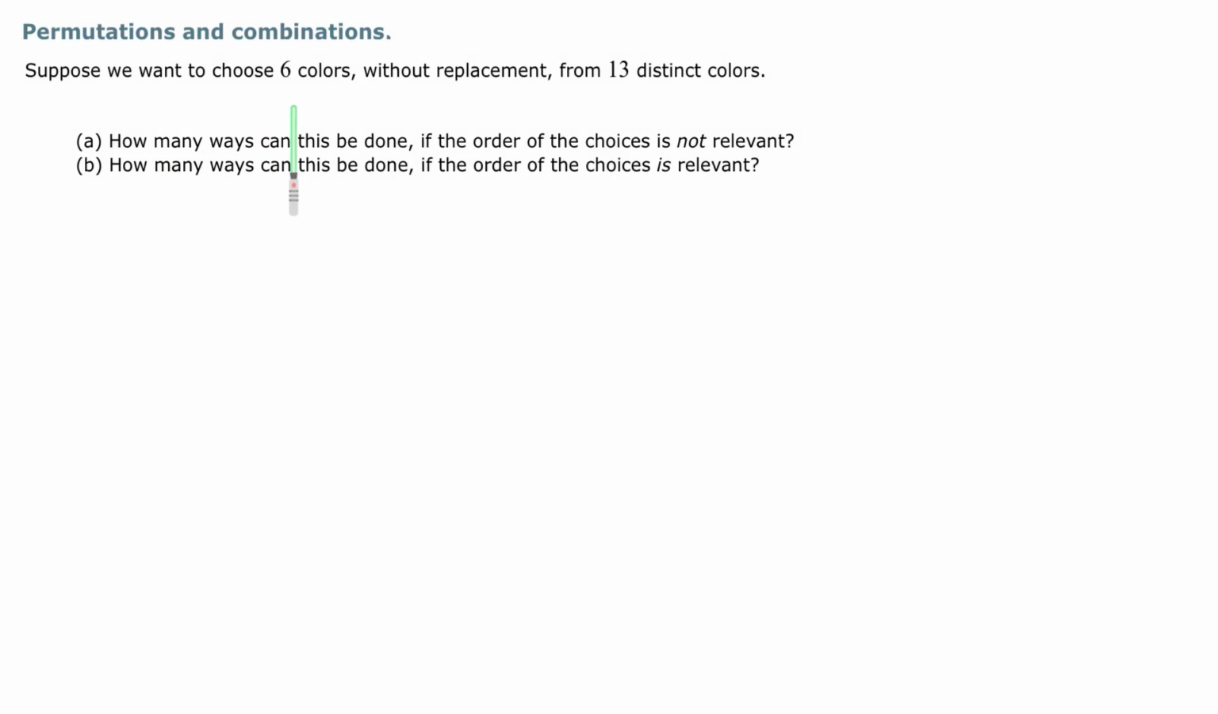Suppose we want to choose 6 colors without replacement from 13 distinct colors. How many ways can this be done if the order of the choices is not relevant? So what does that mean, not relevant? That means order does not matter.